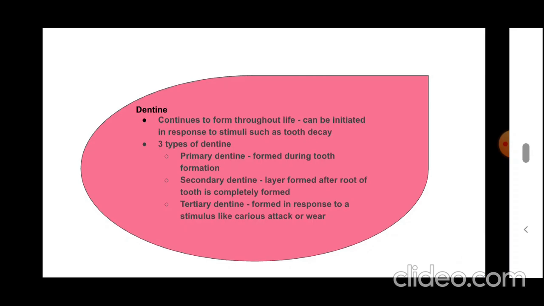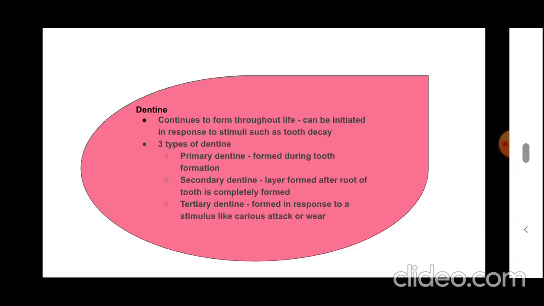And again about dentin, it continues to form throughout life. Earlier we talked about ameloblast cells. They are not seen after the development of the tooth. They secrete enamel. So once the tooth is developed, the enamel is not secreted again. But this dentin is secreted throughout life. These odontoblast cells are present in the tooth throughout life, and so the dentin is secreted throughout life. And this secretion can be initiated in response to stimuli such as tooth decay. To some extent, during tooth decay, this dentin is secreted and it is rectified.